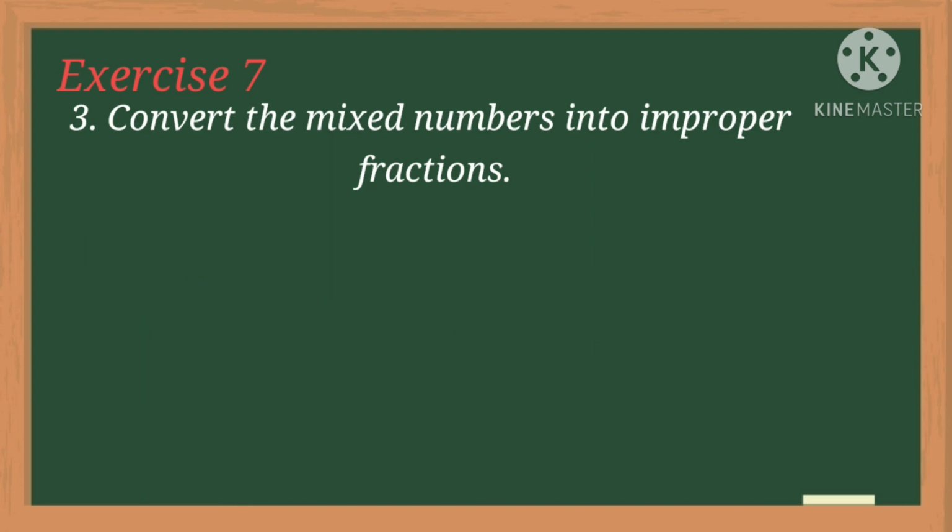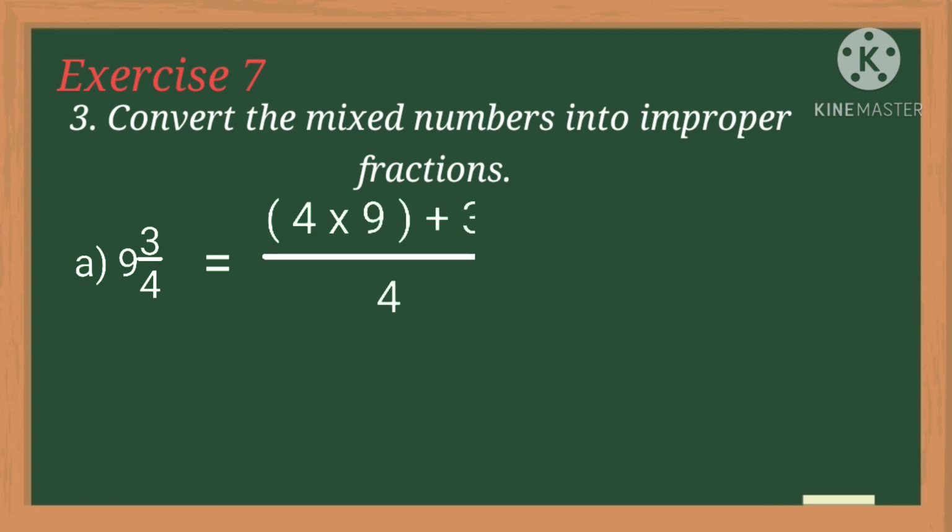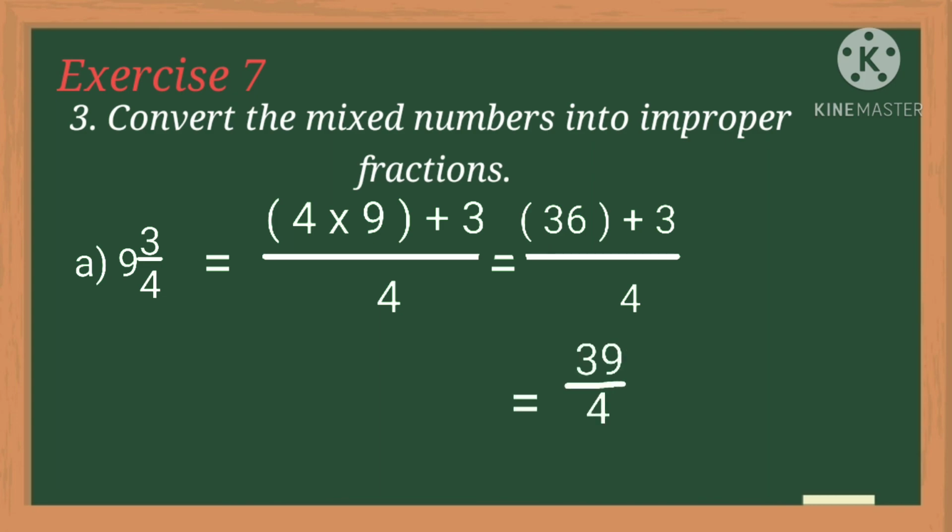Similarly, let's do another one. Now multiplying the denominator, that is 4 9s are 36 plus 3, that is 39 divided by 4. Like this you can solve similar questions.